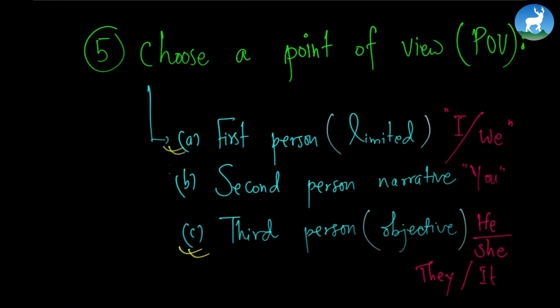So the most famous POV is third person. After that comes the second person, then first person. The second person is somewhat difficult to do. So if you're not sure how to use second person, don't try.